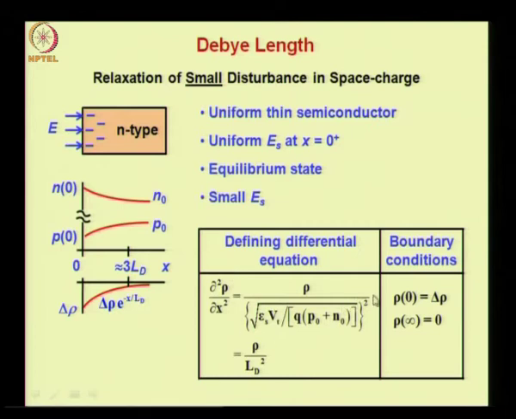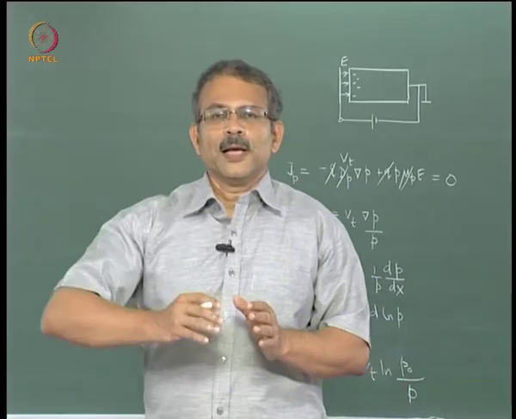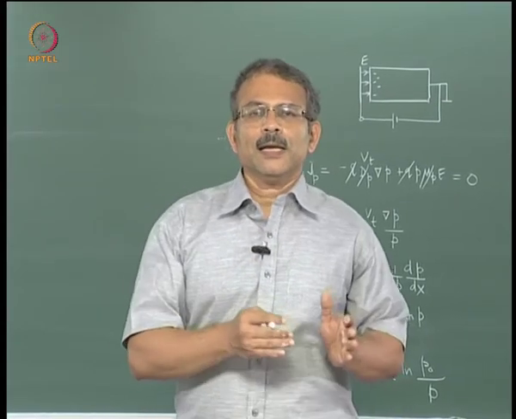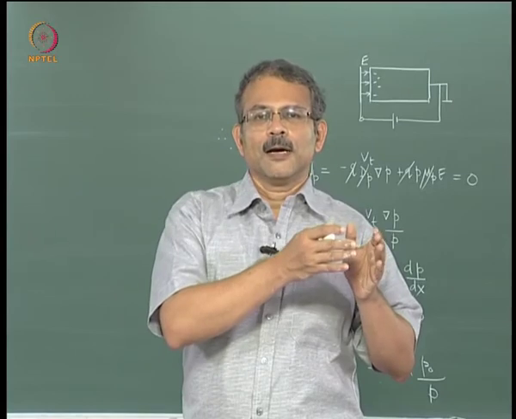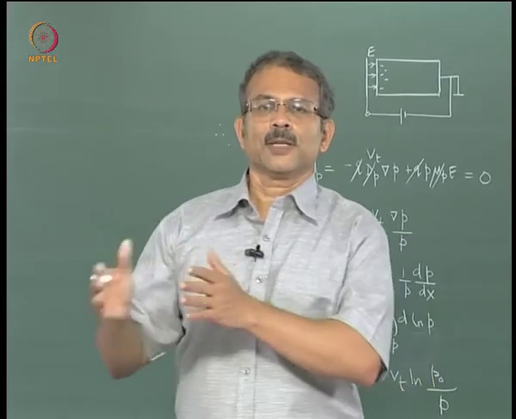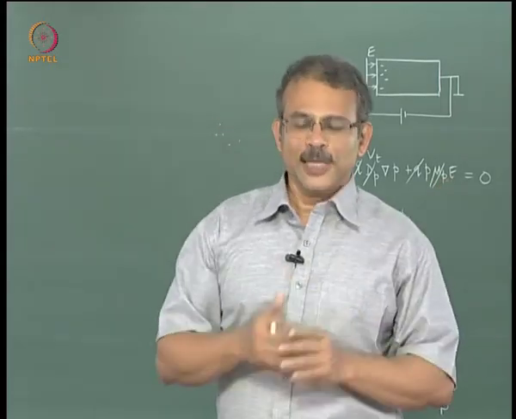This is a second order differential equation subjected to boundary conditions. You can easily do the solution yourself, and the result would be rho is given by delta rho into e power minus x by LD. So it is an exponential decay. Now this is interesting. The decay associated with excess minority carriers, which introduced a diffusion length, was also exponential. Similarly, the decay of the various quantities which introduce the characteristic times, except for the transit time, were also exponential.